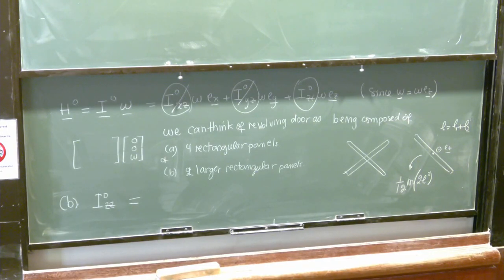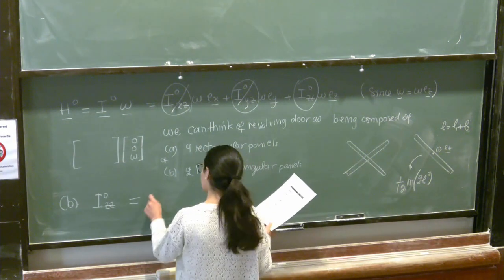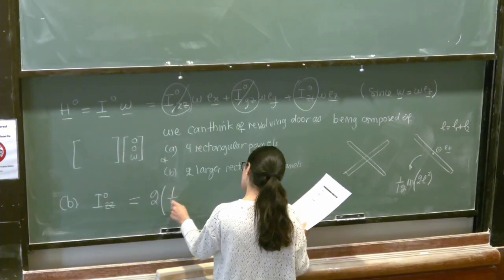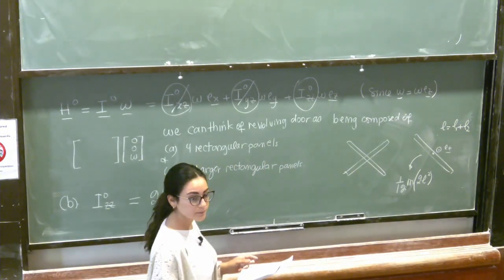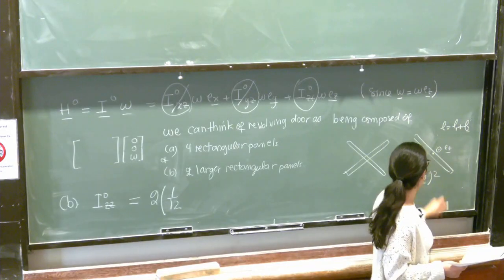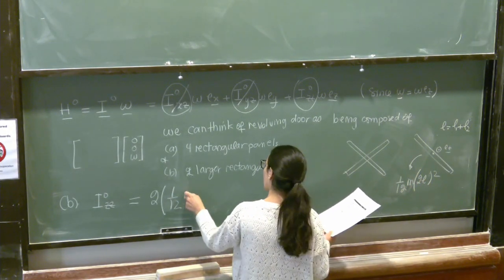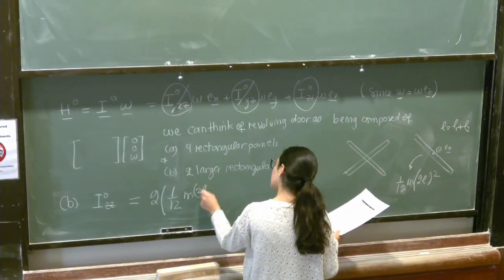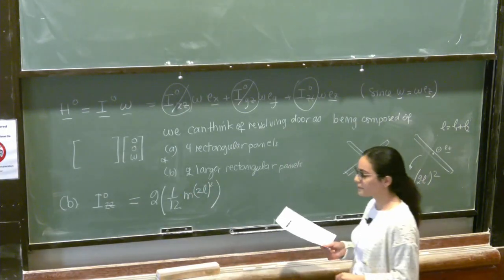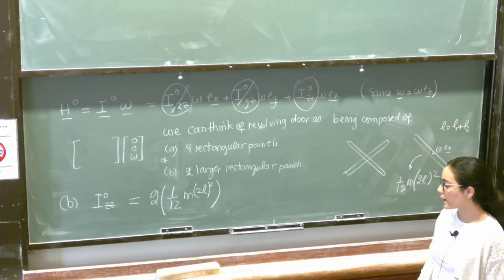Yes. Why 4? What is it? Yes, okay. You're right. And then because I have 2 plates, I have 1 over 12 m (2L) squared, right? That's if I'm considering case B, 2 large rectangular panels.